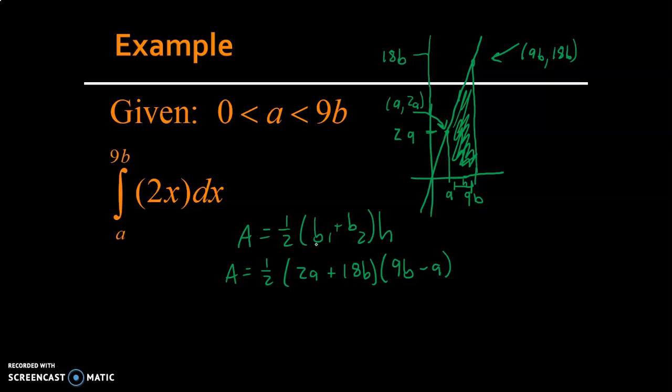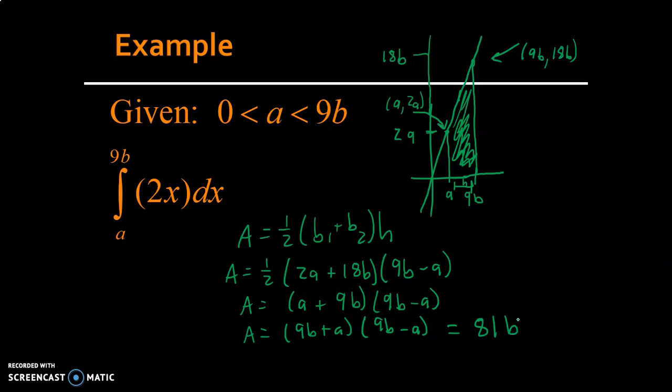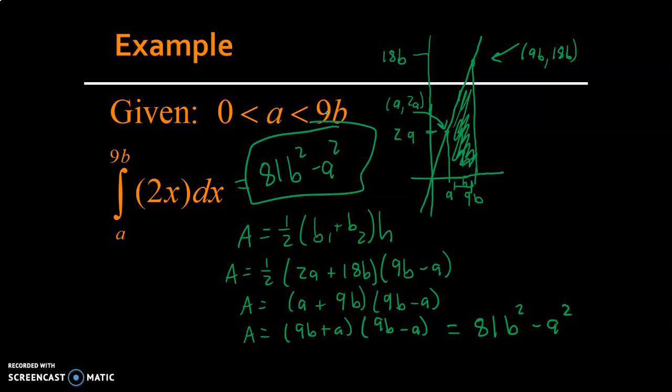Now let's see if we can simplify this a little bit. So I'm going to do half of 2a plus 18b, which would just be a plus 9b, times 9b minus a. Now technically you could stop here and that would be fine, but on the AP exam it would likely be a multiple choice question and it would be simplified. Now this is very close to the difference of squares formula. If I just switch this one around, 9b plus a, because if things are added you can switch the order, times 9b minus a would be 81b squared minus a squared. So this definite integral would be 81b squared minus a squared.